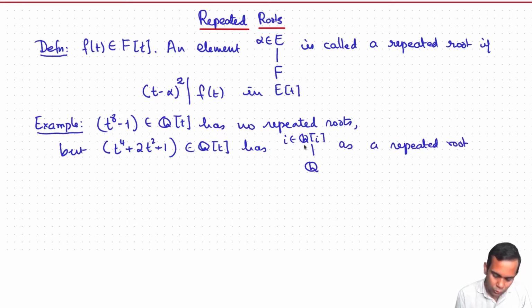In the Gaussian numbers, the extension field Q adjoin i, we have a factorization of this polynomial as (t plus i) whole squared times (t minus i) whole squared. After all, (t plus i) times (t minus i) is t squared plus 1, and this is manifestly the square root of t squared plus 1 squared. So the first polynomial has no repeated roots, whereas the second one has repeated roots.